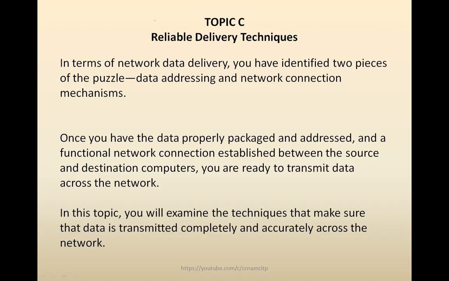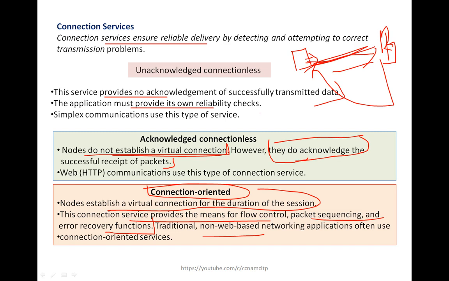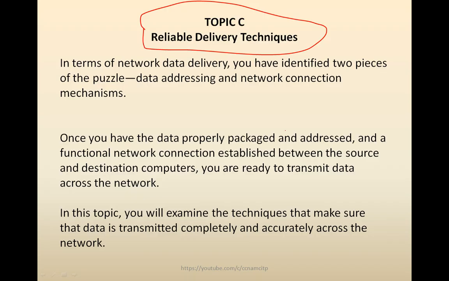Now moving to topic C, which is reliable delivery techniques. We showed how data will be packaged and how it will get ready for transmission. These are all the prerequisites we have spoken about so far, before transmitting the data. In terms of network data delivery, you have identified two pieces of the puzzle: data addressing and network connection. How that connection will be established between two nodes, and how that data will be addressed to go through that transmission from source to destination. So we have understood two things. Now we will move to reliable delivery, how the data will be delivered to that destination.